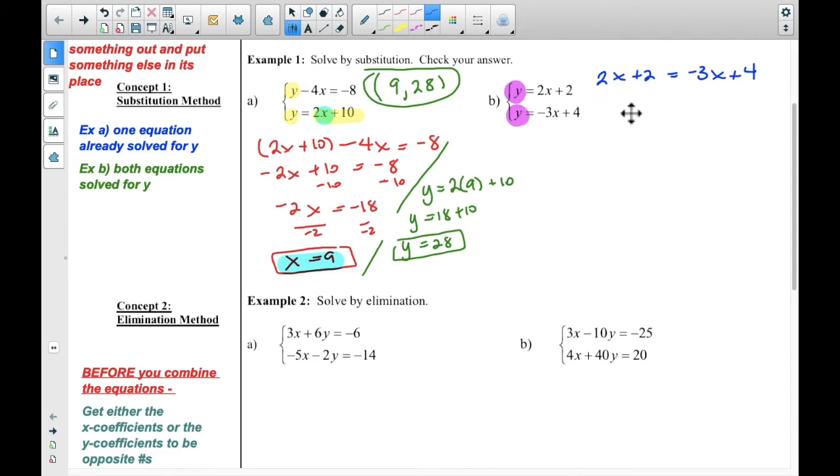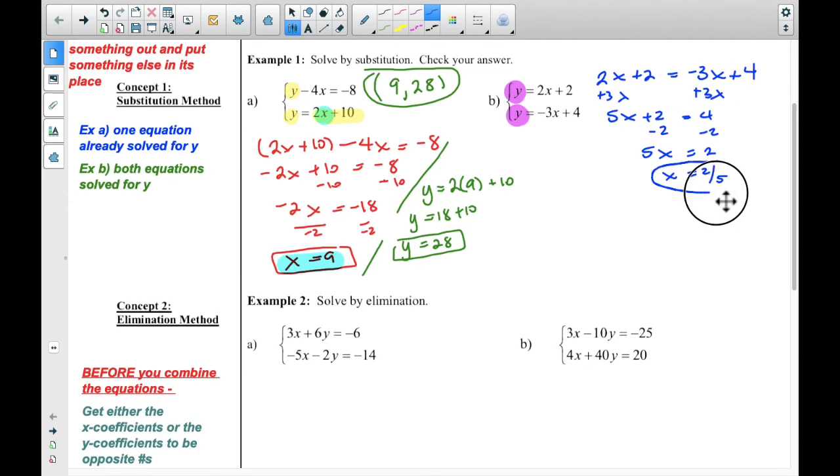So either way you do it, you could say 2x plus 2 is equal to negative 3x plus 4, or you could say negative 3x plus 4 is equal to 2x plus 2. Either way. I just need to solve these equations now, so I'm going to add 3x to both sides. Next step is going to be subtract 2 from both sides.